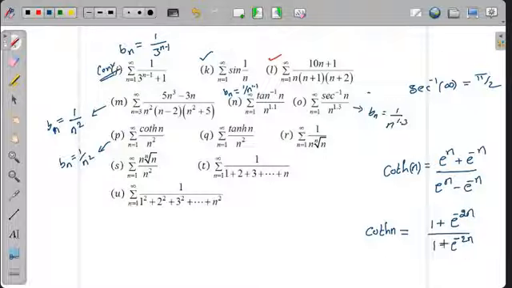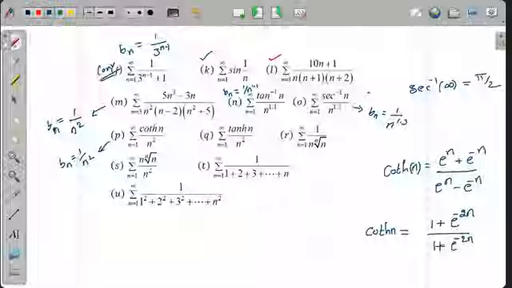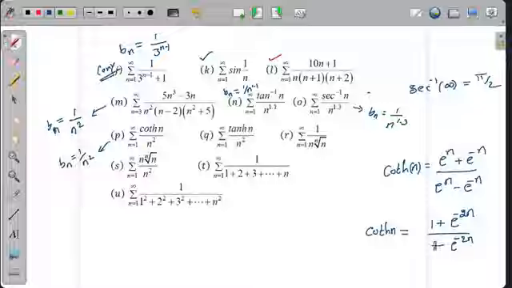So as n goes to infinity, I hope you can see that it is 1 plus 0 over 1 minus 0, and e power minus 2n, 1 by e power 2n, will go to 0 anyway. Okay. And similarly, you can think about this problem. The rest of the problem, I suggest you do it.